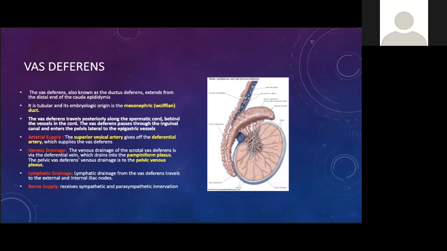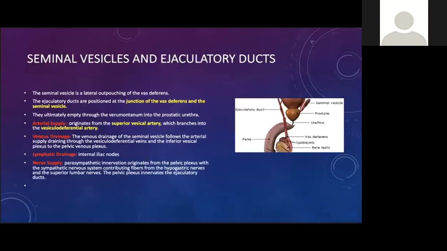And the nerve supply receives sympathetic and parasympathetic innervation. For the seminal vesicles and ejaculatory ducts, the seminal vesicle is a lateral outpouching of the vas deferens. And the ejaculatory ducts are positioned at the junction of the vas deferens and the seminal vesicle. And they ultimately empty through the verumontanum in the prostatic urethra.